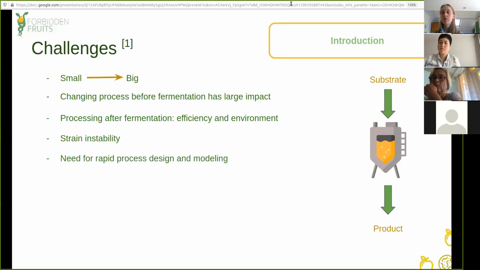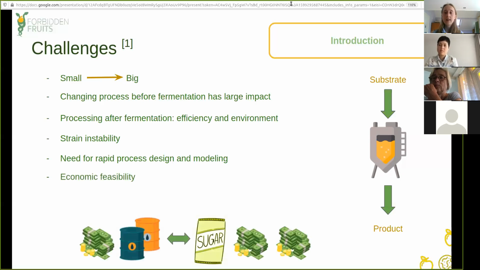And because of the rapid technology changes and the need for new products, there is also a need for process design and modeling methods, which can quickly give you new ways of producing. And then we also have the economic feasibility. Oil is very cheap, while sugar is quite expensive. So it's actually economically more feasible to just use oil as fuel instead of making biofuels from sugar.